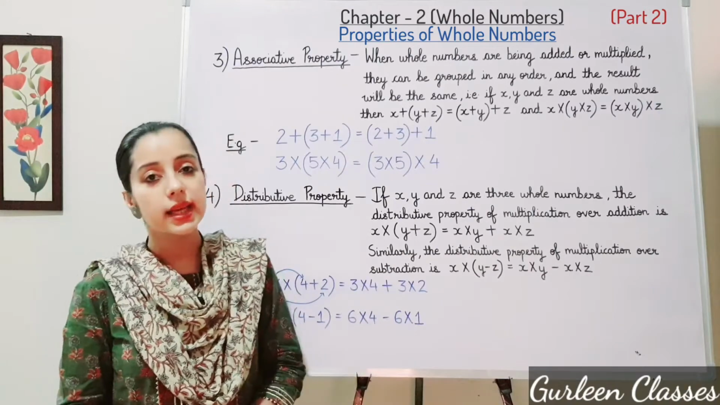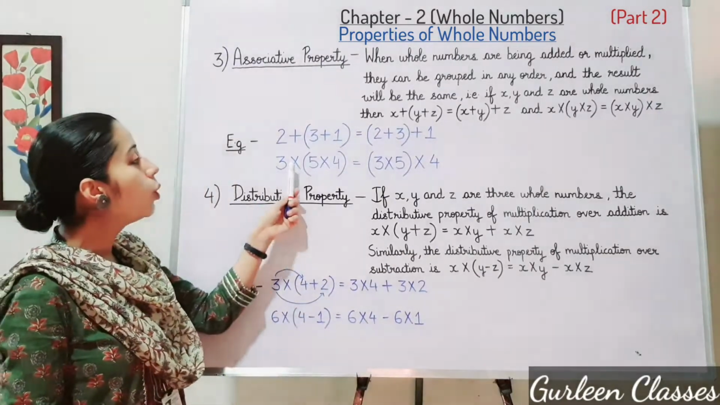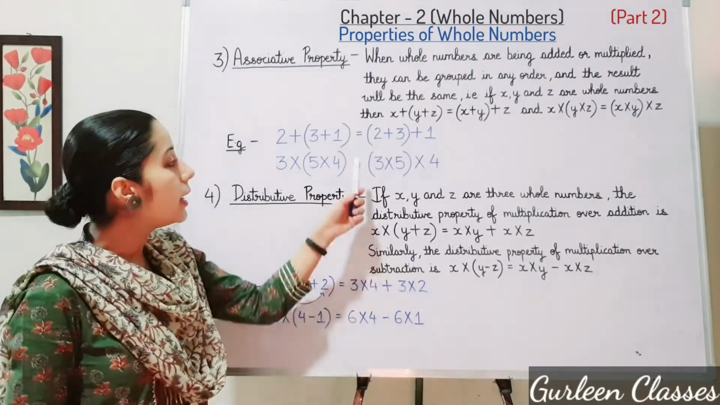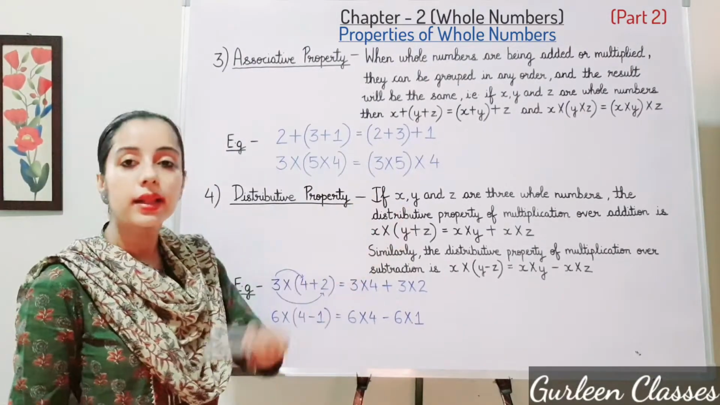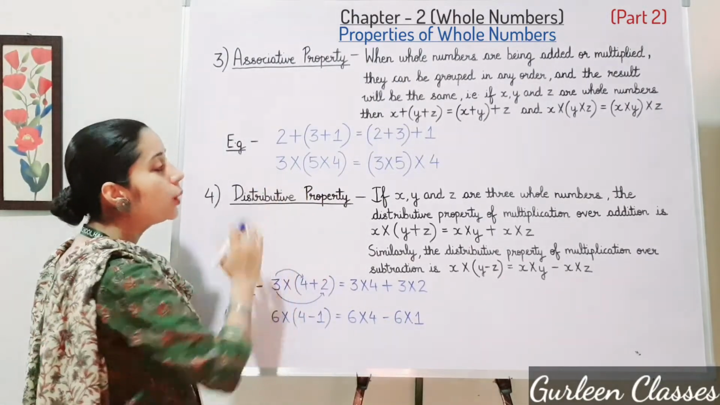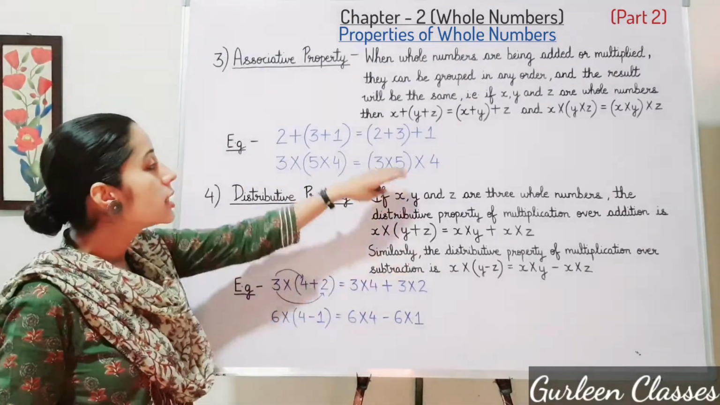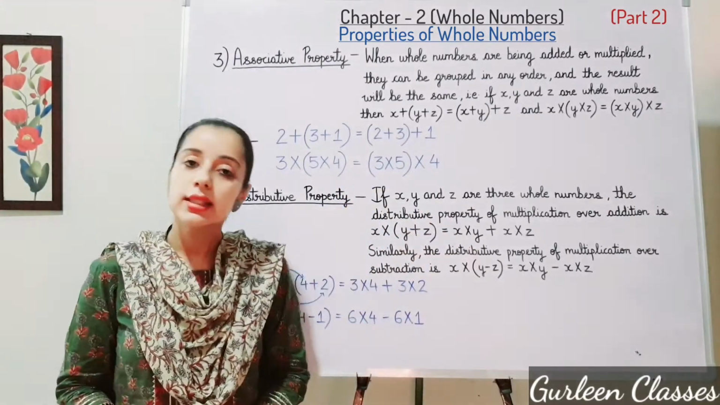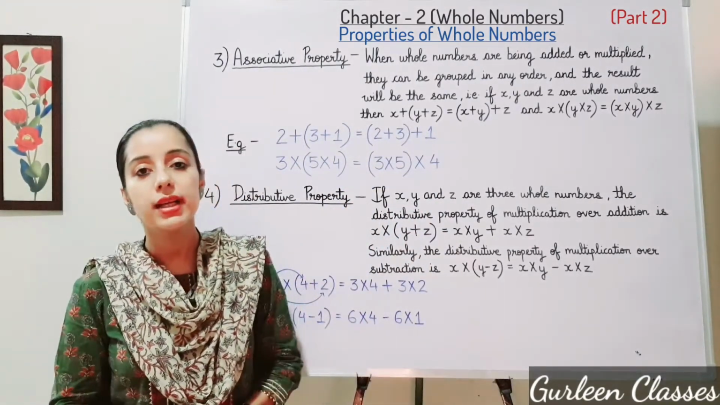Now let us see another example. 3 into 5 into 4. Here 5 into 4 is in one group and 3 into 5 is in another group. Now let us see, 5 fours are 20. 20 into 3, 60. So 3 into 5, 15. 15 fours are 60. Groups are changed but the answer remains the same.